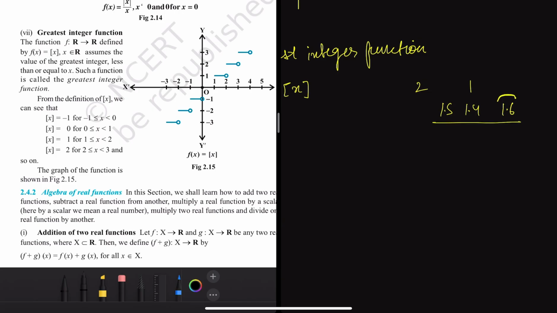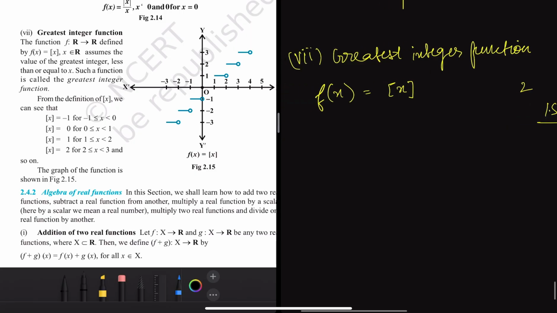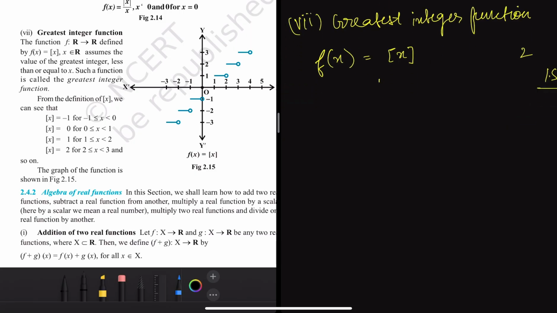So greatest integer less than or equal to 1.6 is 1. Similarly 1.4, कोई ऐसा integer जो 1.4 से less हो या equal हो, it will be 1. ठीक है. So you have to remove the decimal part and you have to just take the before decimal part for this type of function. So this function can be plotted.